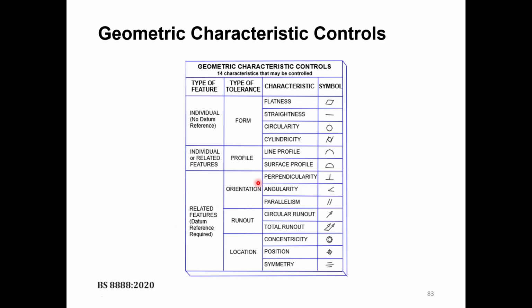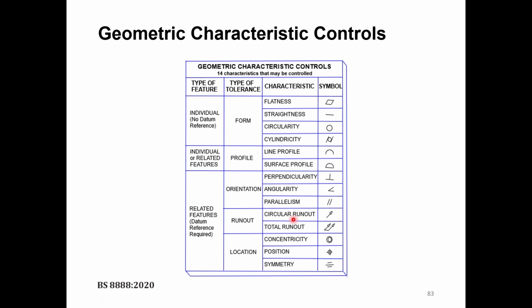There are some symbols here we need to learn. These are the geometric characteristic controls. These are the symbols we are going to use to indicate flatness of a surface, for example, or straightness of an edge, or circularity of a circle, or cylindricity of a cylinder, or the profile of a specific shape, or a profiled surface, or two surfaces that are perpendicular to one another, or a specific surface at a specific angle to another surface, or two surfaces that are parallel to one another. You have the runout when you have a cylinder and it rotates for one cycle. There is what's called the circular runout, how it deviates.